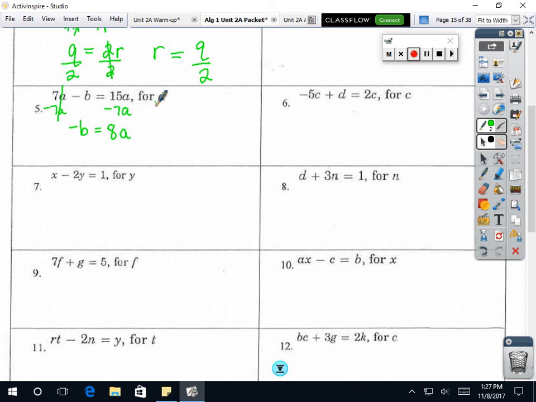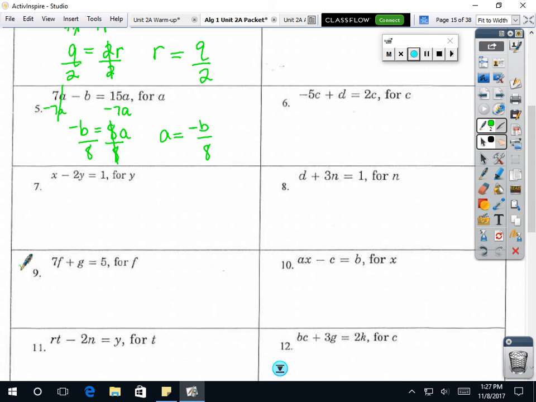So now what do I do? Divide by 8, divide by 8. Those cancel because anything divided by itself is 1. So now I just have 1a, which can be rewritten as just a. And on the other side, I have negative b over 8. And now a is by itself, so that is the correct answer. Okay, any questions so far?